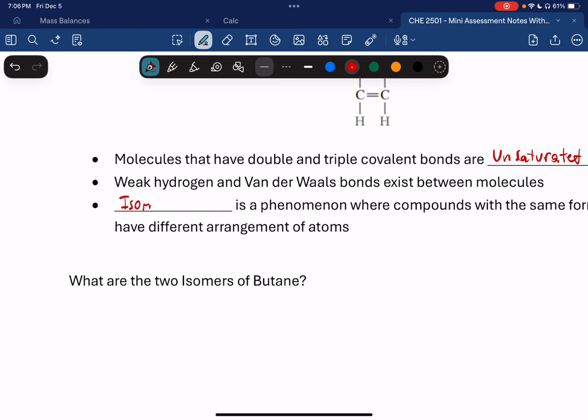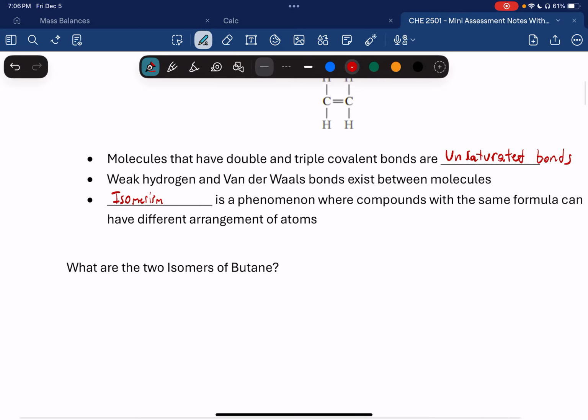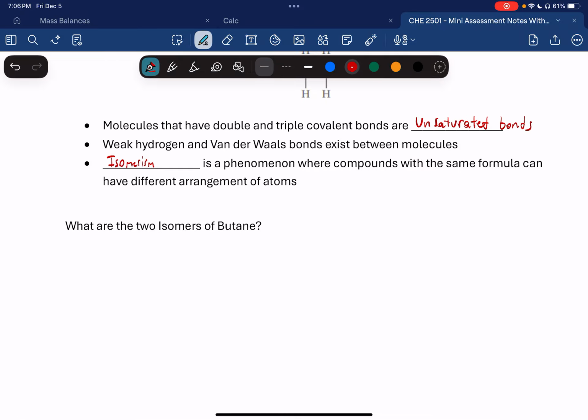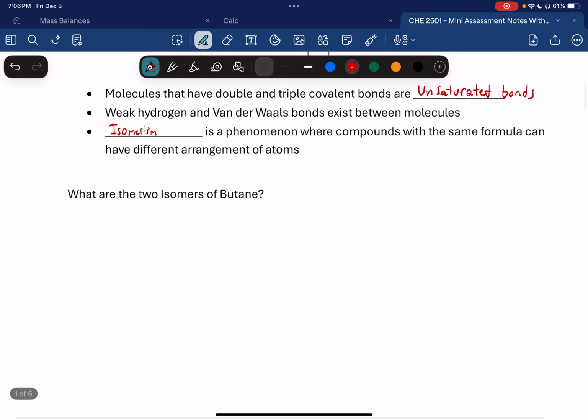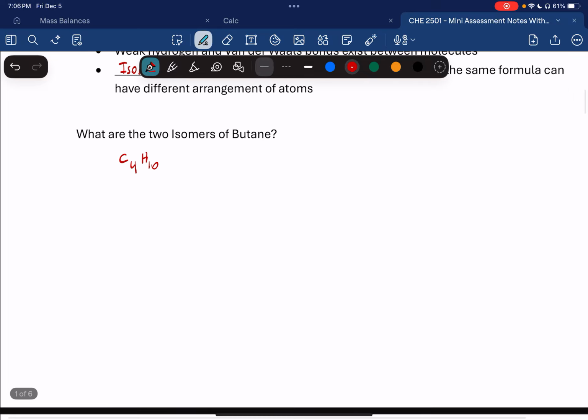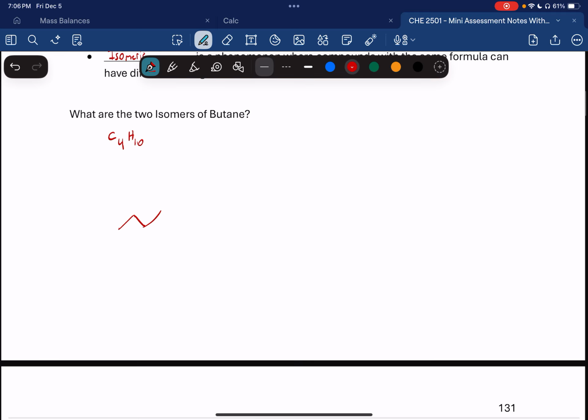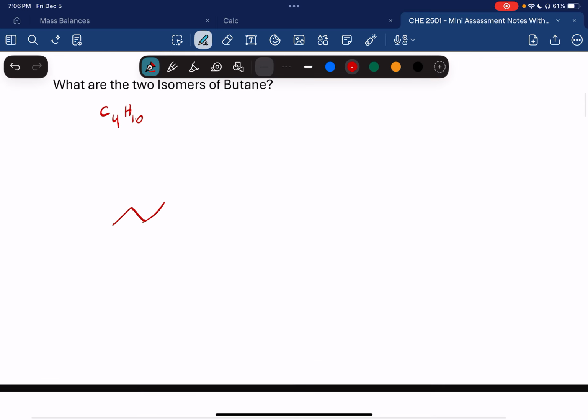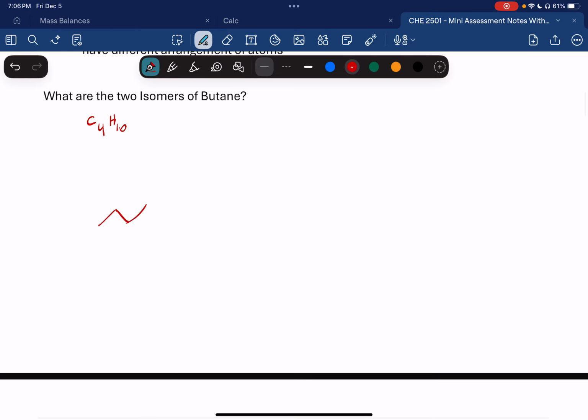Isomerism is a phenomenon where compounds with the same formula can have a different arrangement of atoms. A little example here, butane, C4H10, I think that's what it is. This can have two possible isomers. So the butane we all know, they're pretty simple, just four carbons like that, but it has an isomer that can also be drawn a different way, even though the formula looks the same.